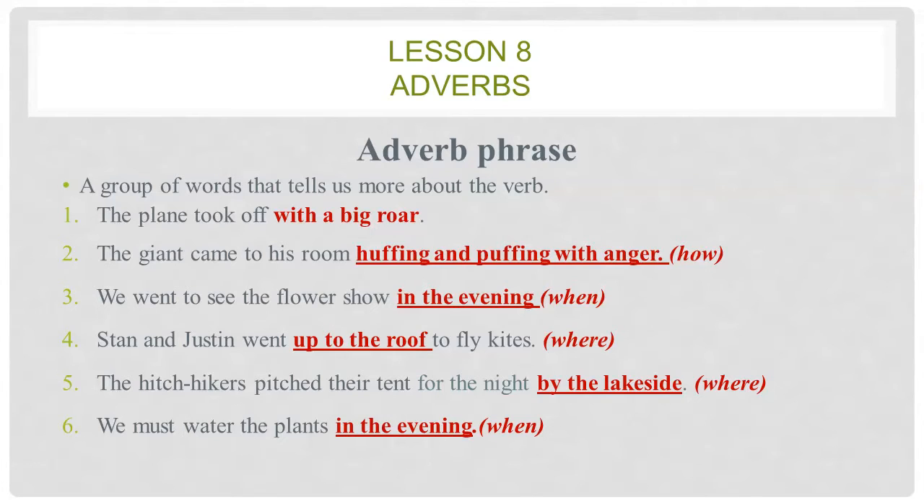The giant came to his room huffing and puffing with anger. Adverb is the answer to the questions how, when, where something happened. So the group of words that gives answer to how the action took place is adverb phrase. The giant came to his room. How did he come to his room? He came to his room huffing and puffing with anger. So this is how the action took place. This is adverb phrase.